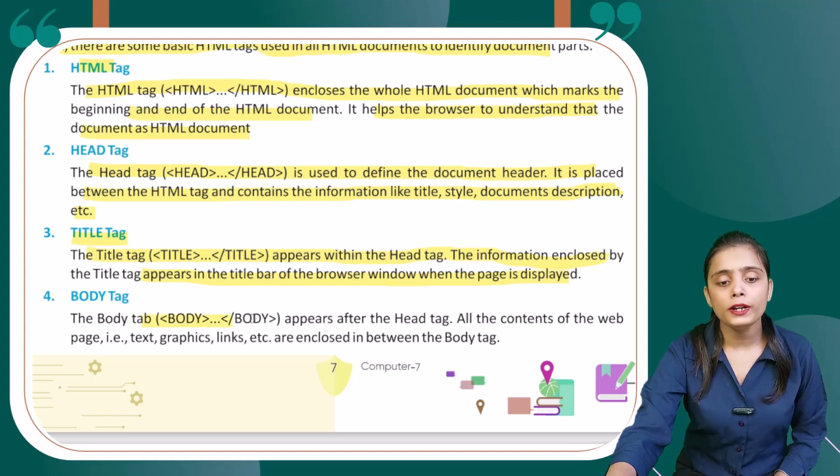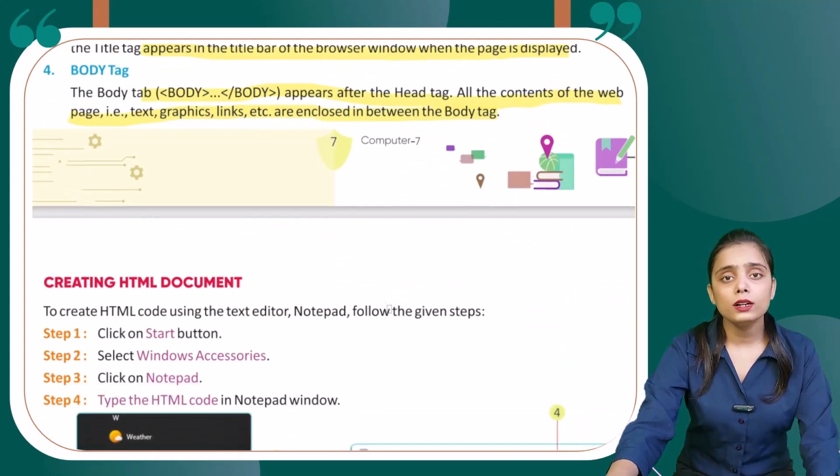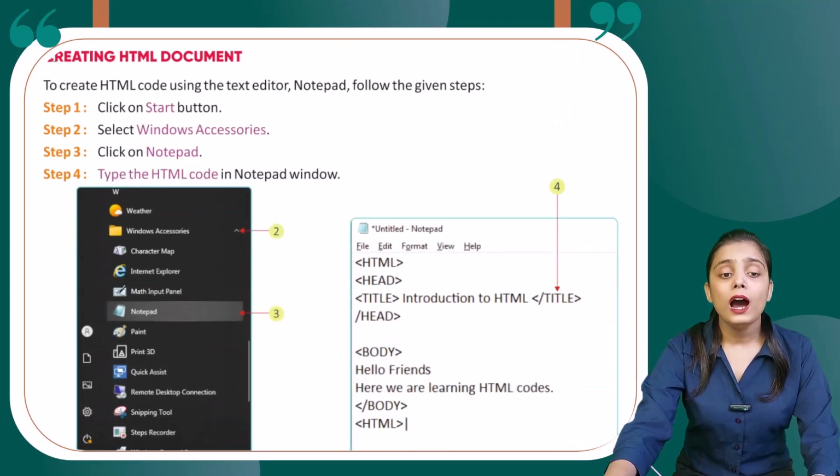Okay, now the body tag. The body tag appears after the head tag. All the contents of the web page, that is text, graphics, links, etc., are enclosed in between the body tag. Okay, so is it clear to all of you? Now let's see creating an HTML document.